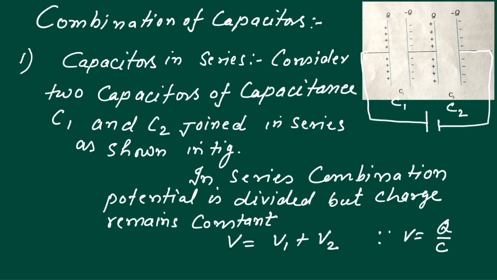In series combination, potential is divided but charge remains constant. This is a very important point. In series, potential is divided but charge remains constant. Therefore, V equals V1 plus V2, because we know potential equals charge divided by capacitance.